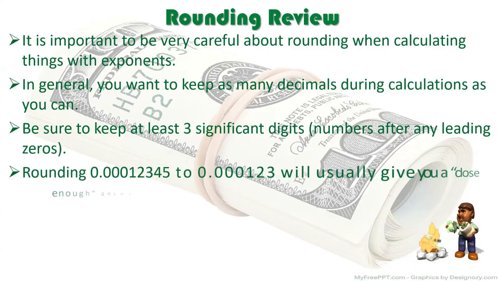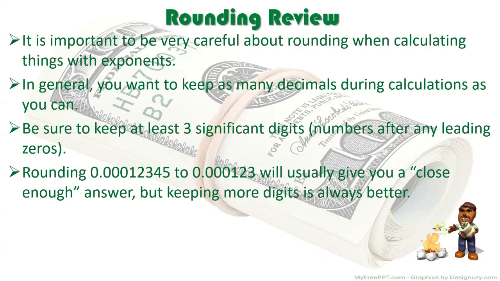For example, rounding 0.00012345 to 0.000123 will usually give you a close enough answer, but the more digits you keep, the better during the calculation. It's only at the end that you want to round it to, let's say, the nearest cent or the nearest dollar, and that you would only do at the very, very end of your calculation.